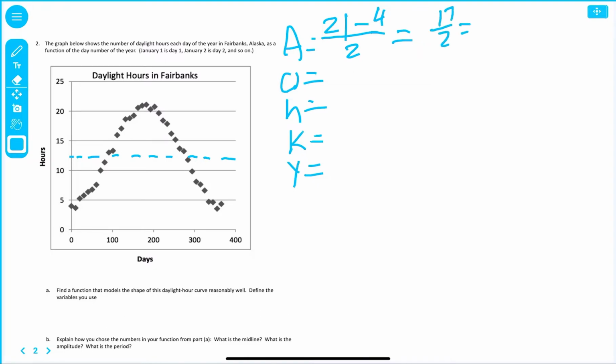so we want 8.5. I would probably leave it in the fraction form because we're used to dealing with fractions in our period and everything. So yeah, that's our amplitude. And check yourself. If we say that the midline's about 12.5, if I add 8.5, I get 21. So there we go. It's going to go up, and then it's got to go down that much.